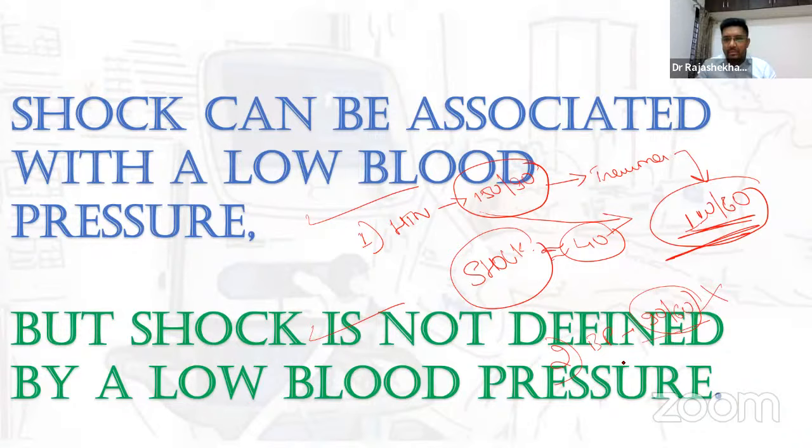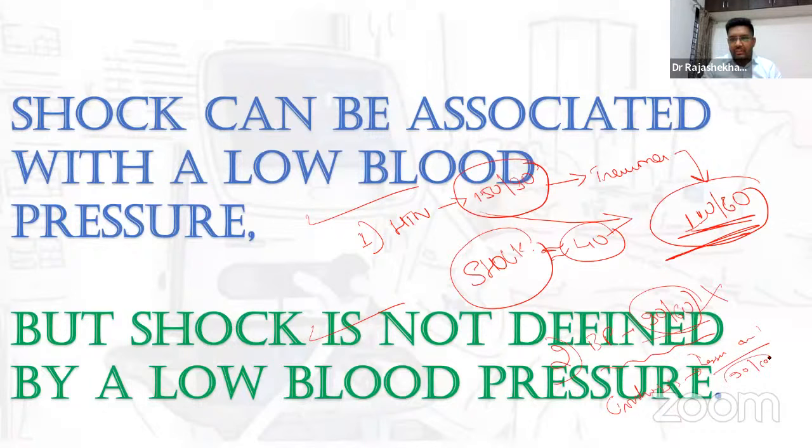Similarly, a patient with a state of chronic vasodilatation, like cirrhosis of liver. Cirrhosis is a state of vasodilatation, especially splanchnic vasodilatation. So due to that, the patients usually have a lesser amount of blood pressure. They usually have 90 by 60 chronically, and they are not in shock.